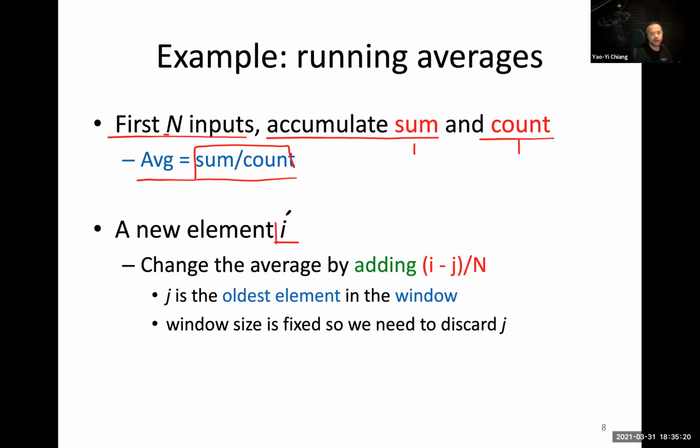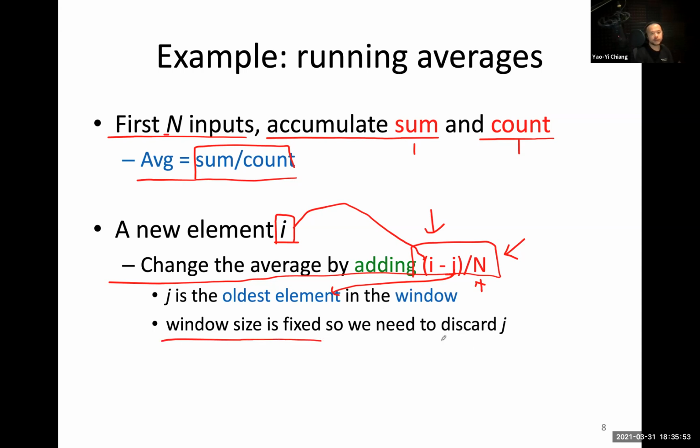When you look at a new value I, you change your average by adding a term to it. I is the new element, the latest temperature. J is the oldest temperature in your window. You just compute their difference, and because you want the average, you divide it by n, and you add this number to your old average value, then you're done. Because the window size is fixed, you just discard this oldest value J, and you will be able to come up with your answer.